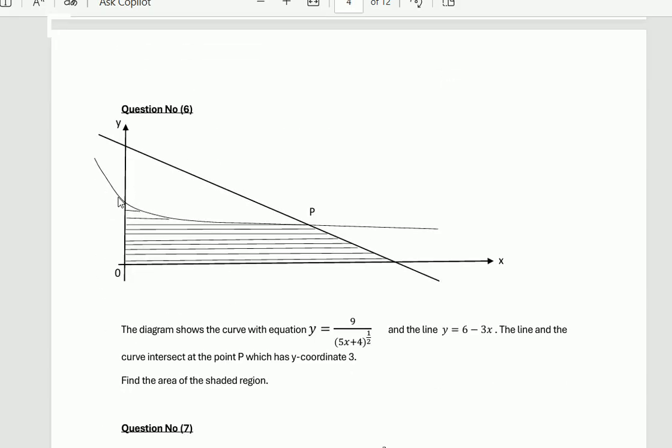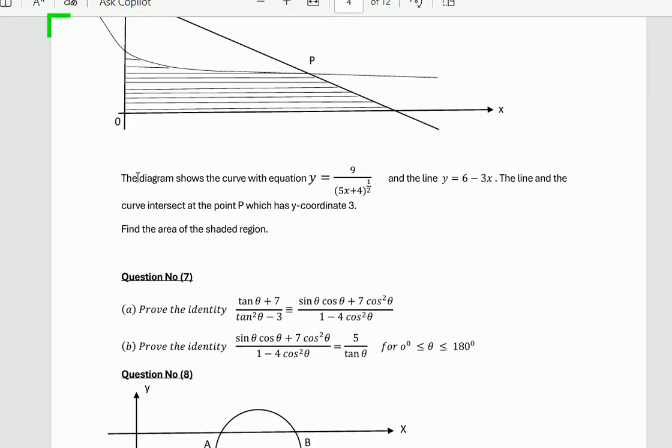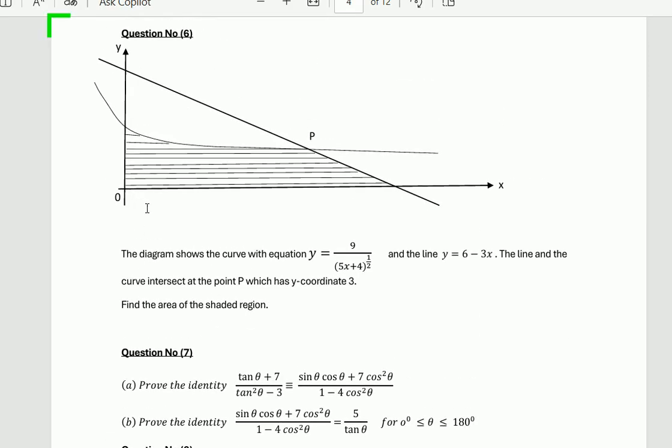For question number 6, the diagram shows the curve with the equation y equal to 9 over (5x plus 4) whole raised to the power 1 by 2 and the line y equal to 6 minus 4x. The line and the curve intersect at point P which has y coordinate 3. Find the area of the shaded region.